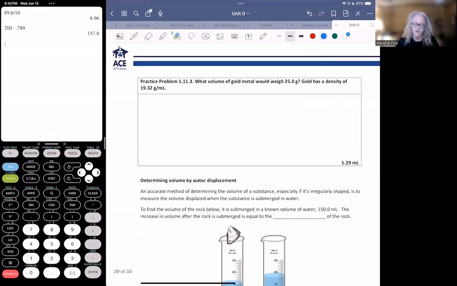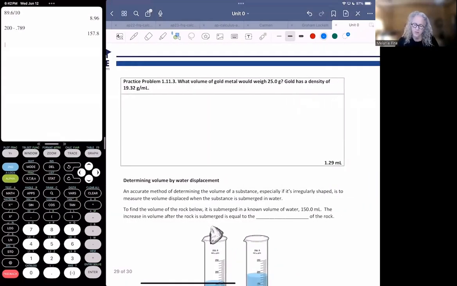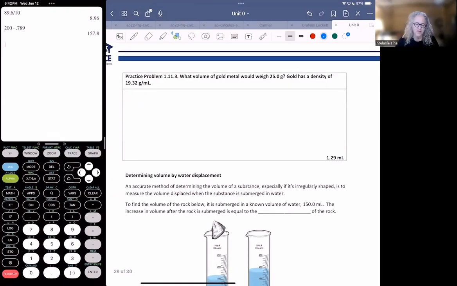Here's another problem for you to do. Solve this problem. We'll pause the video, solve this problem, and then come back and we'll do it together. If you're back, that means that you have solved this problem. So let's do it together.